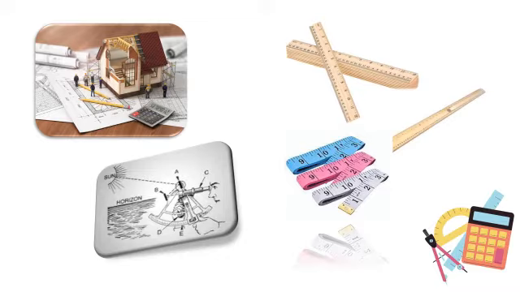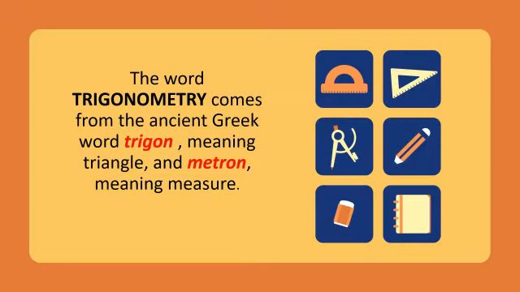Trigonometry is a branch of mathematics that deals with the relation between sides and angles of a triangle. It also comes from two ancient Greek words, trigon, meaning triangle, and metron, that means to measure. Thus, literally, it means measurement of triangle.